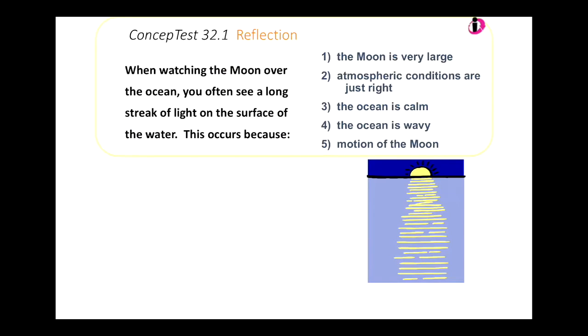So, a few questions. Can you think of a reason why, if I'm watching the moon over the ocean, I don't see a perfect reflection of the moon, but often you see a sort of trail reflection leading from the moon itself, or directly under it, all the way to where you are? Which one of these reasons might cause that to happen as opposed to a nice mirror reflection?